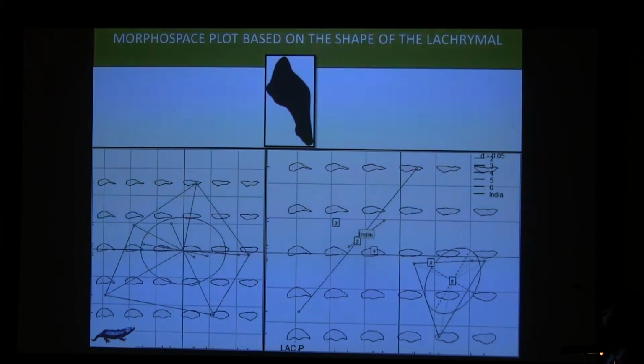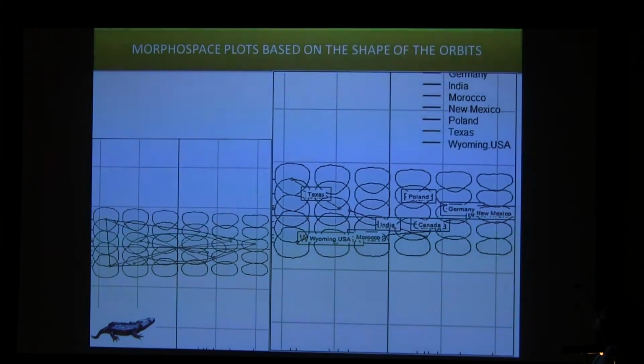Others are more or less clustered and overlap, all belonging to the same area. Coming to the next, the morphospace based on the shape of the lacrimals. Here, this is the Indian form. The Indian form was supposed to show a good affinity with the North American form, but here it is showing quite a distance from the North American form, and it is more clubbed with the European form, these two other European forms. Coming to the next, the morphospace based on the shape of the orbits. Here also this is the Indian form. These are North American forms, these are the European forms, and the Indian form is quite separated from the North American forms as well as from the European forms.